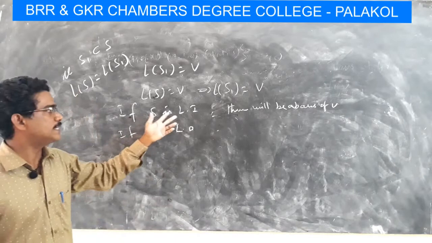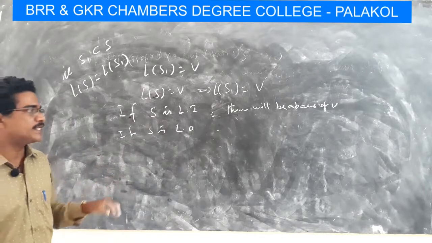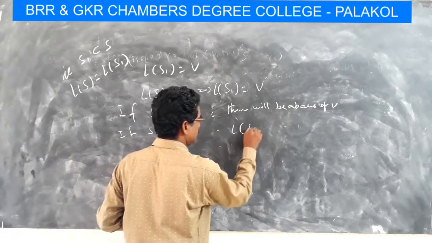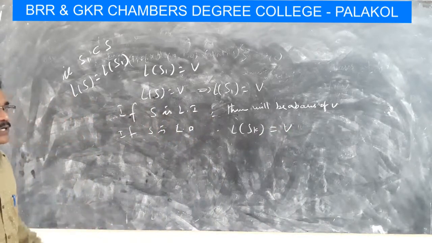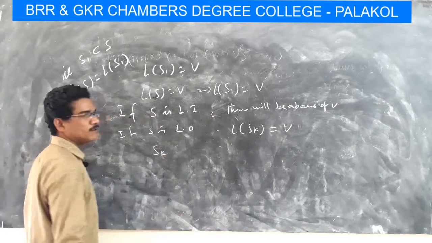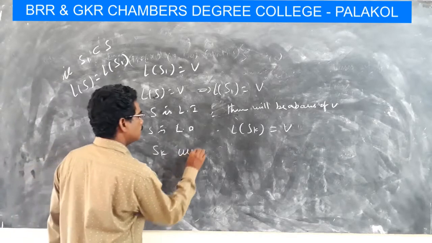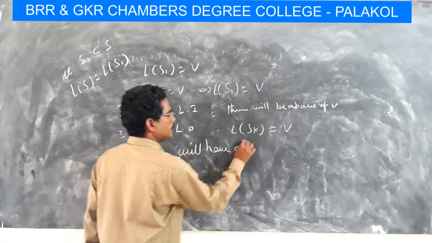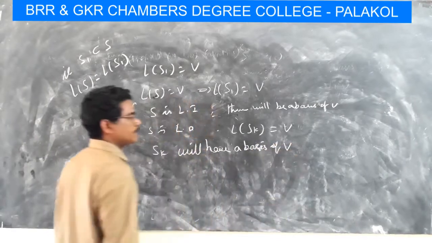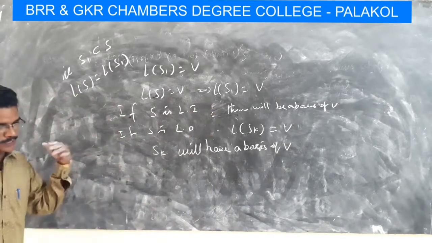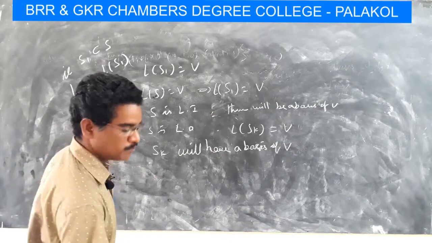If S is LI, there will be a basis of V. Suppose S is LD, then there exists some L of Sk equal to V, then Sk will have a basis of V. Hence the theorem is proved.